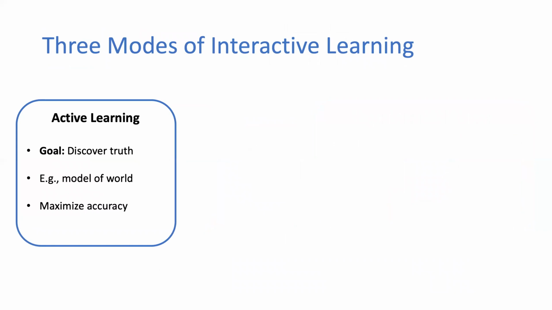But before I jump straight into Bayesian optimization, perhaps it's worth stepping back just briefly to talk about this type of interaction protocol. So the protocol that I just described is more general than just Bayesian optimization. It applies to essentially three types of interactive machine learning. The first type is called active learning, where the goal is to discover some truth. So for instance, the goal is to build a model of the world or the environment that is as accurate as possible.